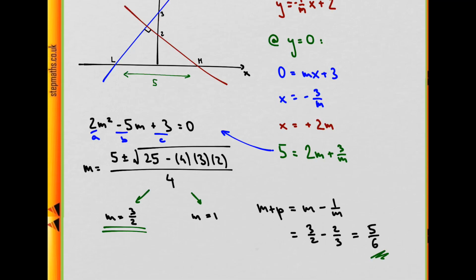And that is our final answer for the sum of the two gradients, and in the exam it was option D.